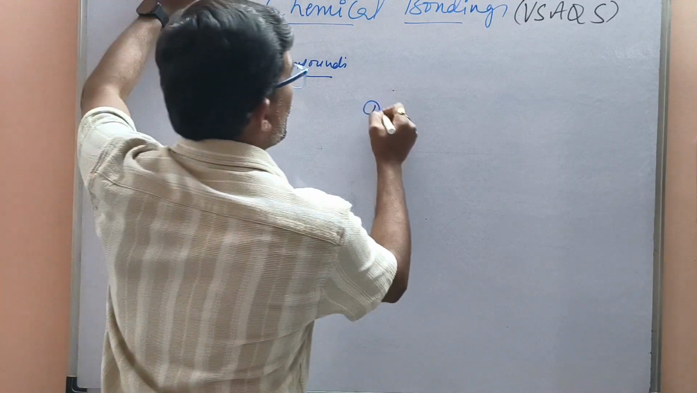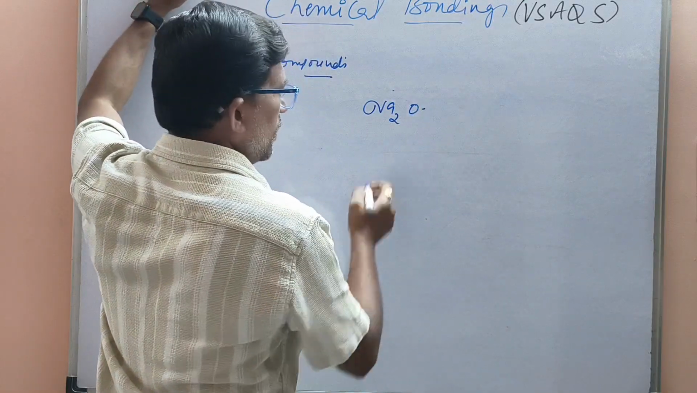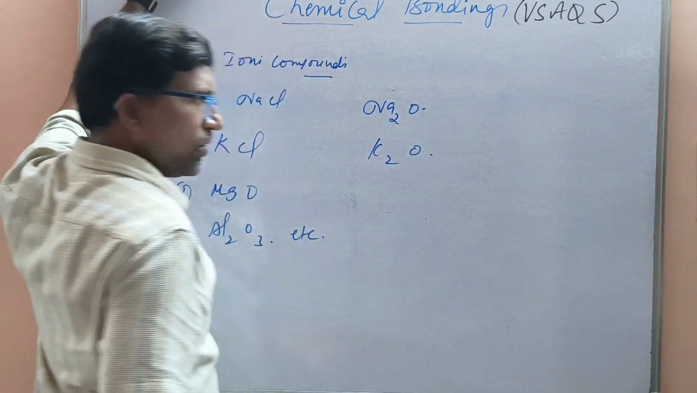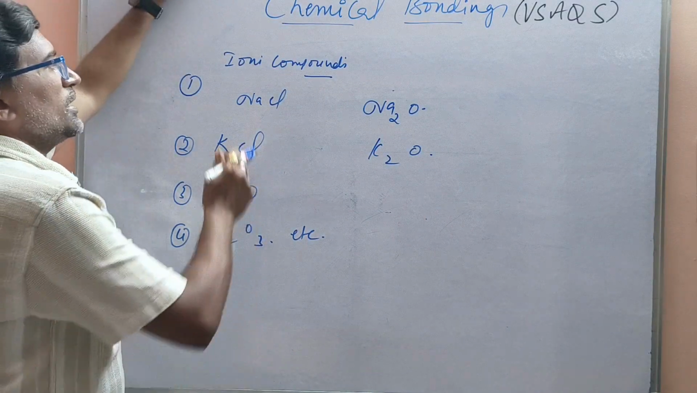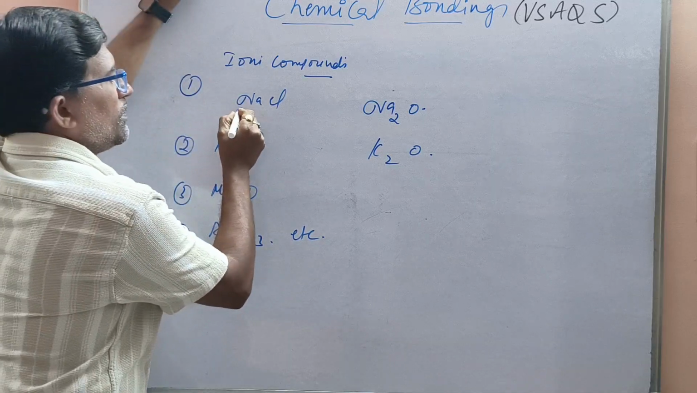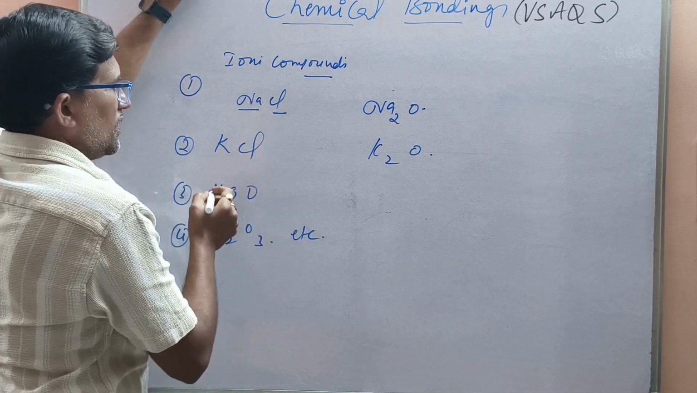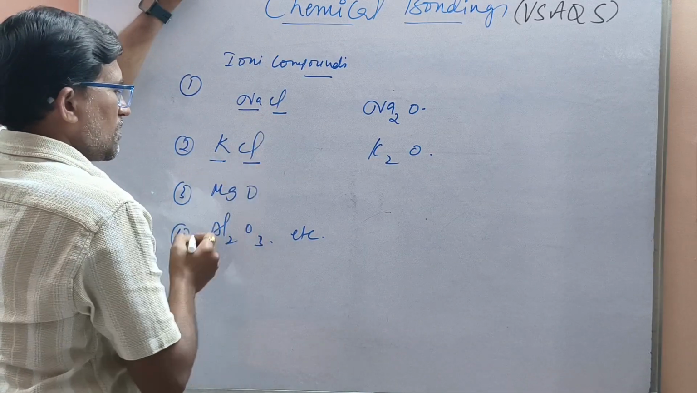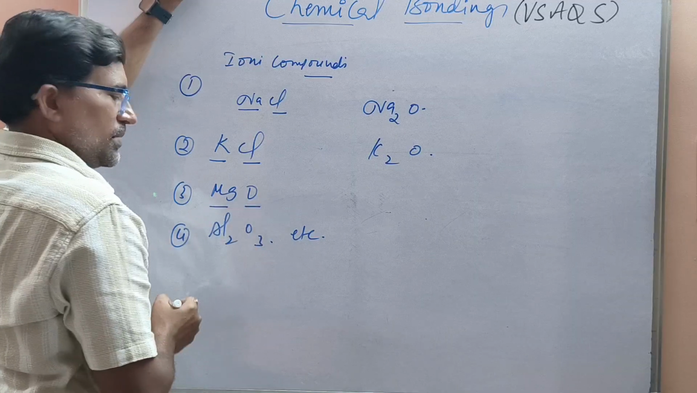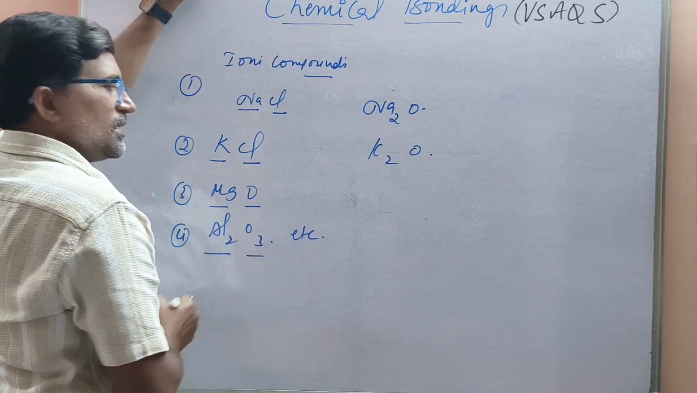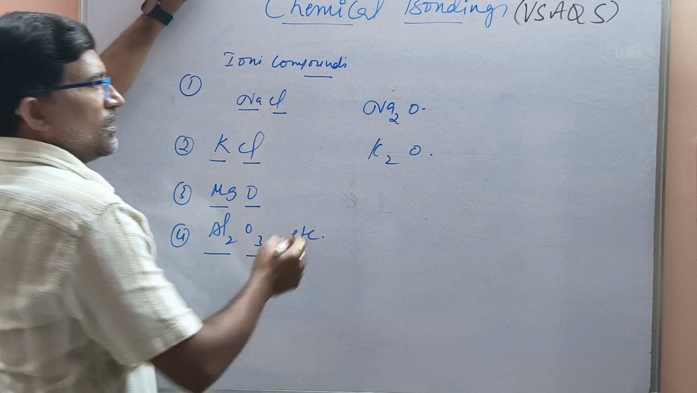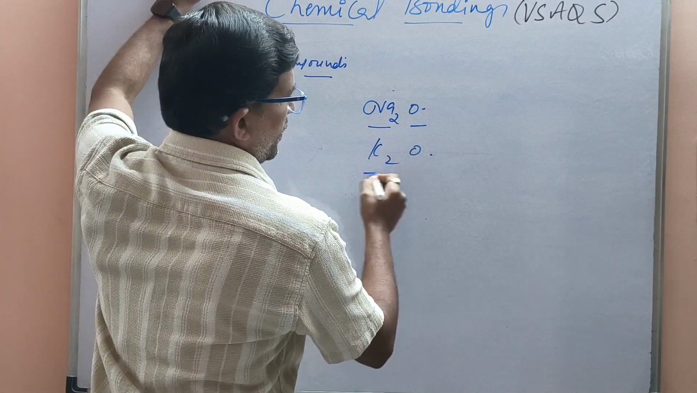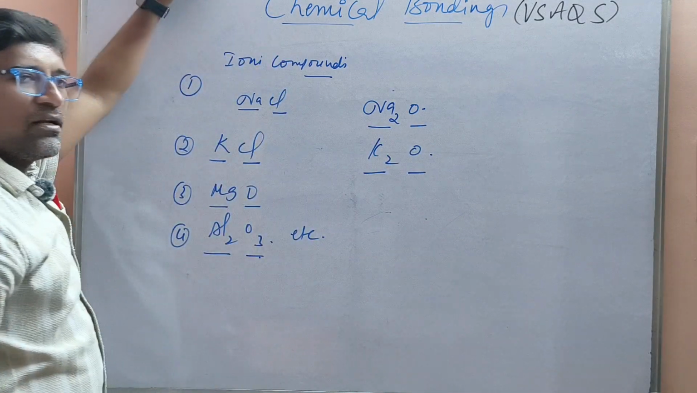Even you can go with sodium oxide, Na2O, potassium oxide, K2O. So if you observe the common thing in these ionic compound examples, sodium is a metal, chlorine is a non-metal. Potassium is a metal, chlorine is a non-metal. Magnesium is a metal, oxygen is a non-metal. Aluminum is a metal, oxygen is a non-metal. Sodium is a metal, oxygen is a non-metal. Potassium is a metal, oxygen is a non-metal.